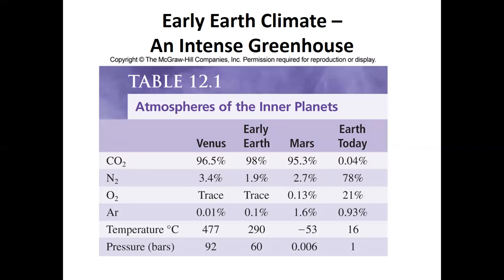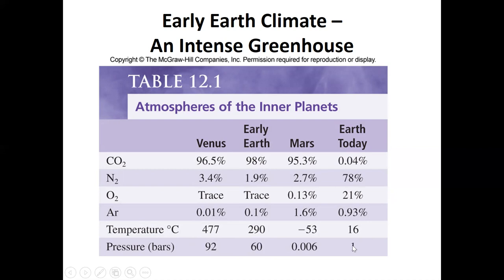So here is the atmosphere of the inner planets: Venus, early Earth, Mars, and then Earth today. The first rows are the amounts of CO2, nitrogen, oxygen, and argon, then their average temperature and pressure. Venus has a very large amount of CO2, like early Earth. In fact, CO2 is the dominant gas, and there was a lot of it. Venus is very hot because it's close to the sun. Early Earth wasn't as close, so it wasn't as warm. And the pressure, which indicates how much atmosphere there was, was 60 times as dense then as it is now, compared to the pressure of Earth's atmosphere today.